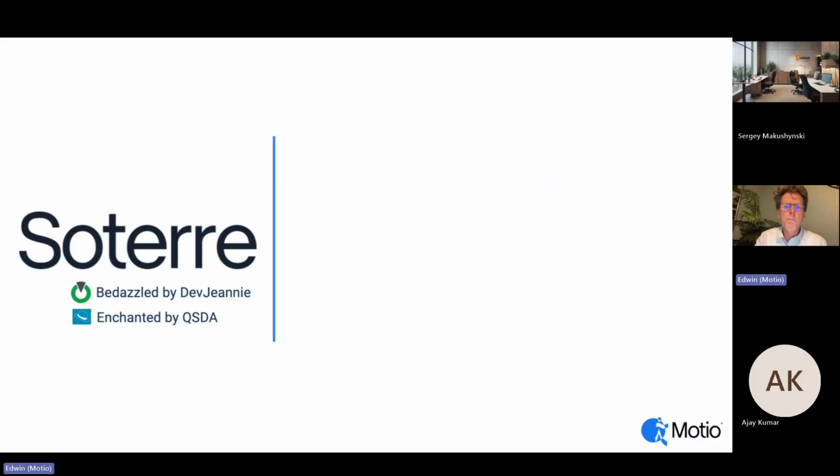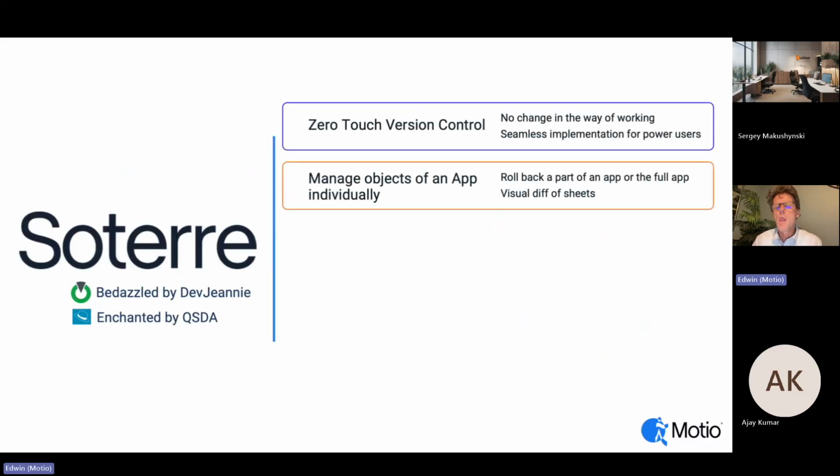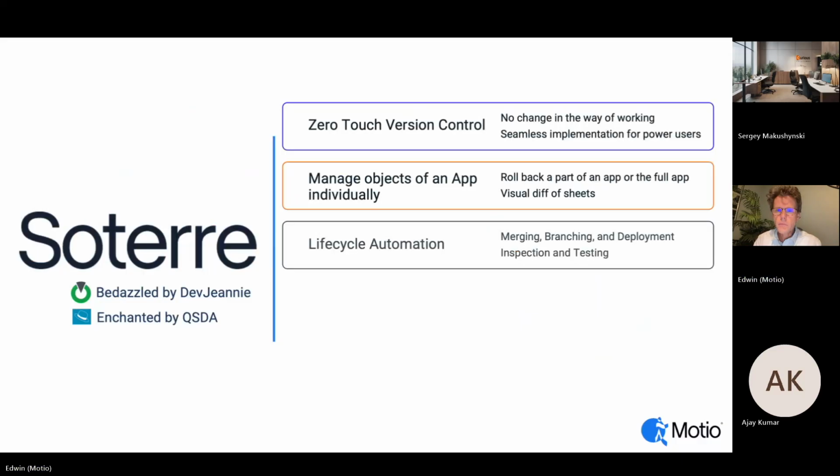So zero-touch version control, no change in the way of working, which means that if the software is installed, it works. Very seamless for power users that are non-technical. We don't look at the app as a binary file, but we look at an app as a container, and we version the individual parts of the container individually.